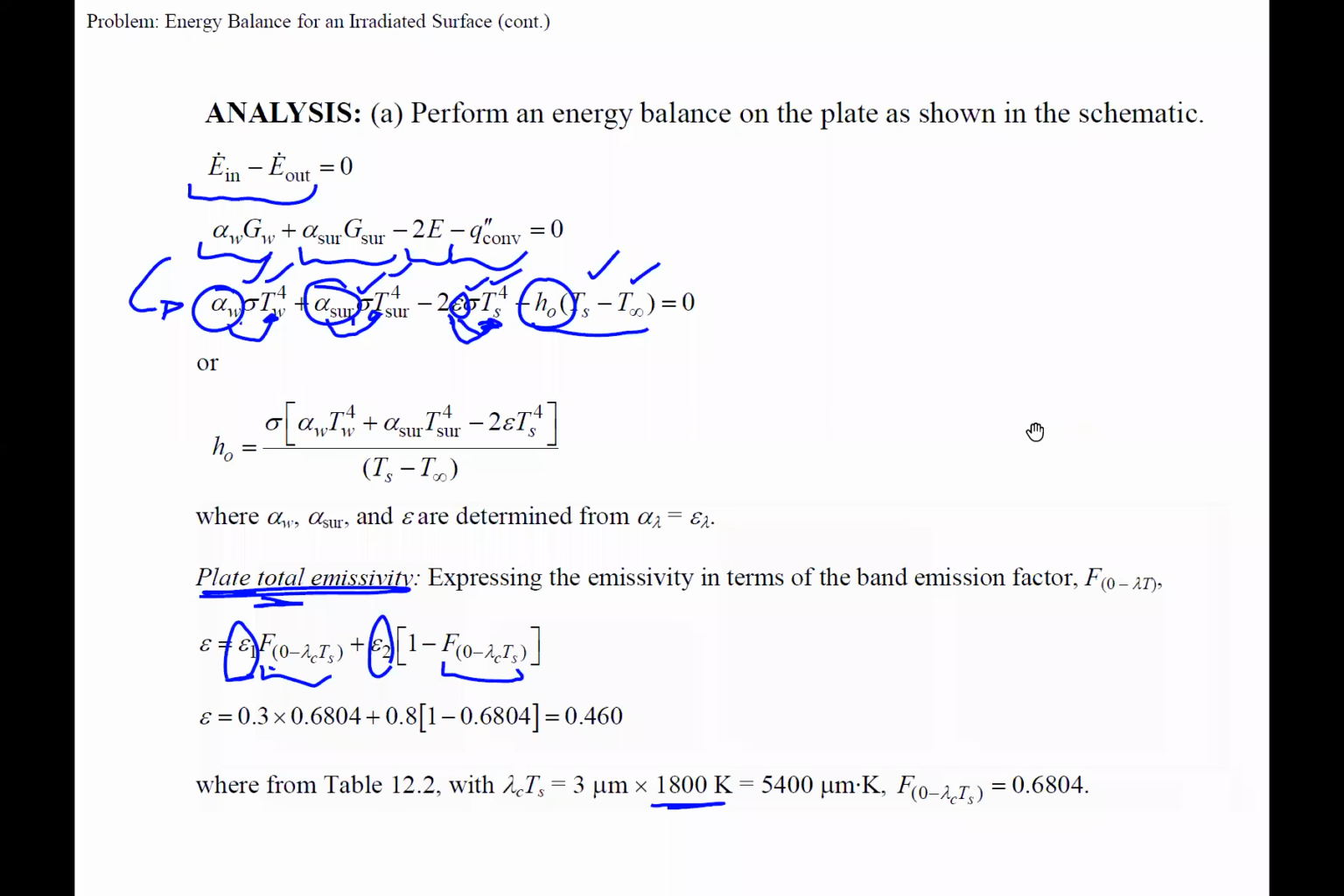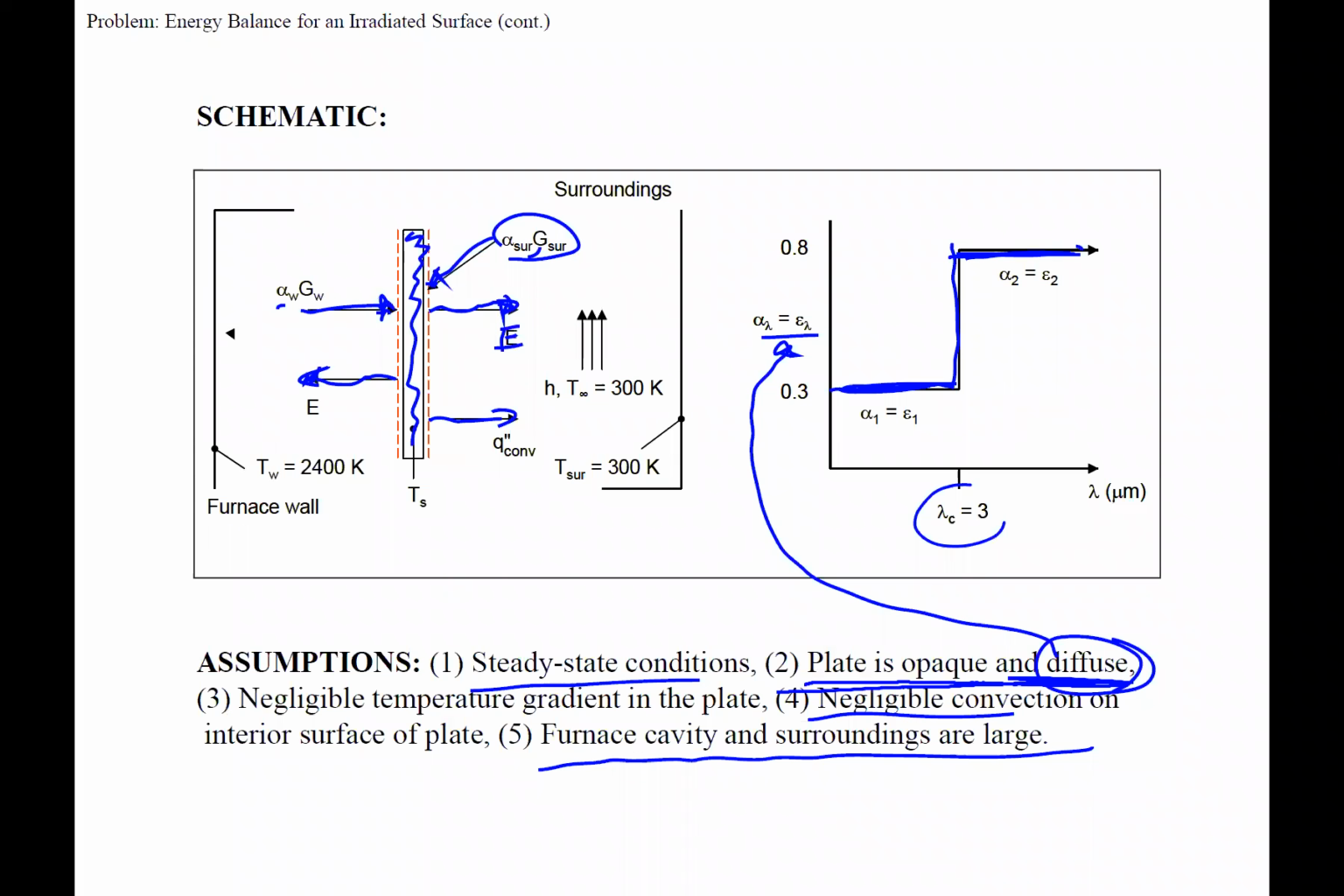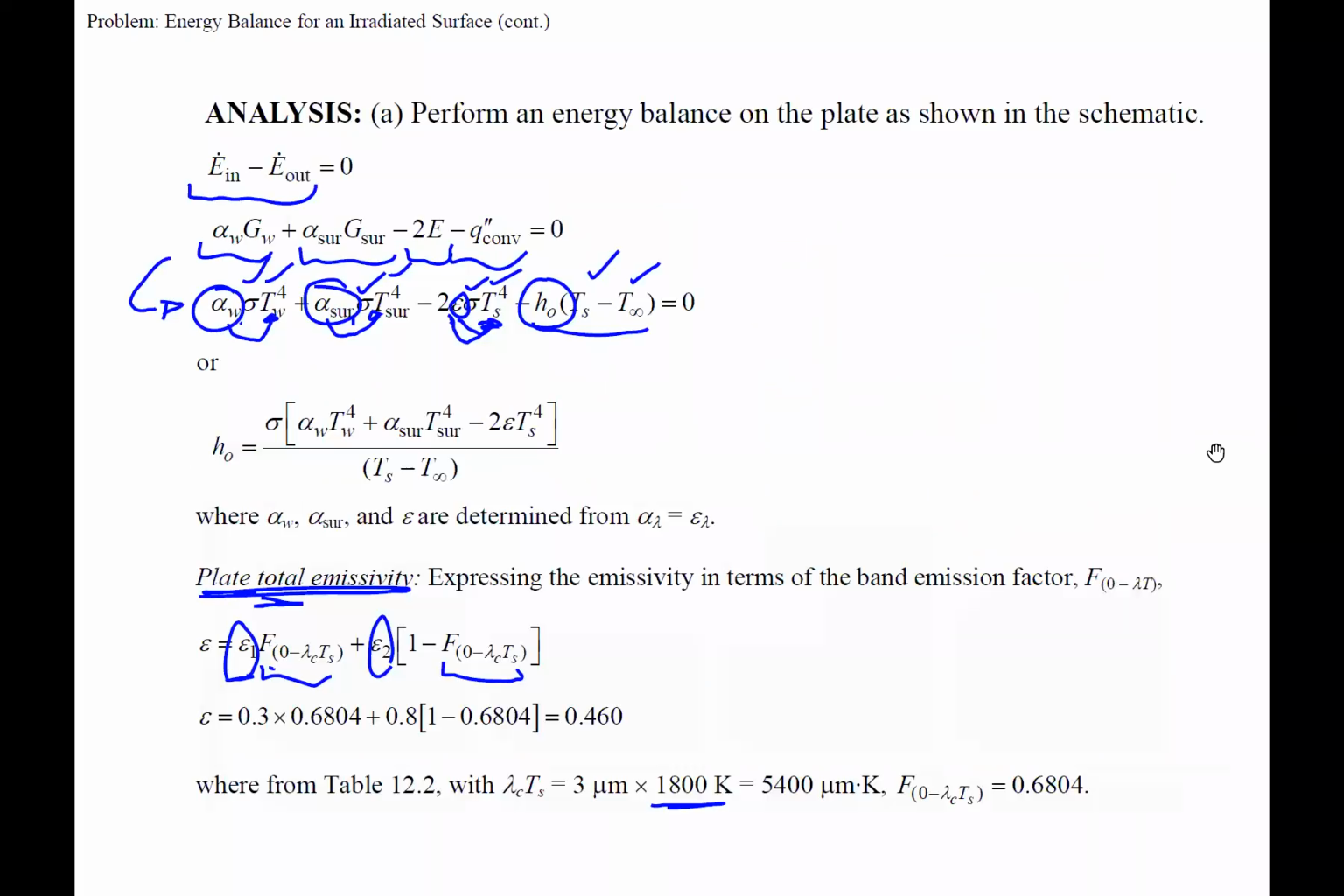It's T S, okay? And then 3 is our wavelength where we have the jump. So 3 times 1800, we get 5400. And then from our table 12.2, we see that 68% of the emission is occurring from 0 to our given wavelength 3 at 1800 Kelvin. So that means the remainder, which is 32%, is occurring at wavelengths above 3 at 1800 Kelvin.